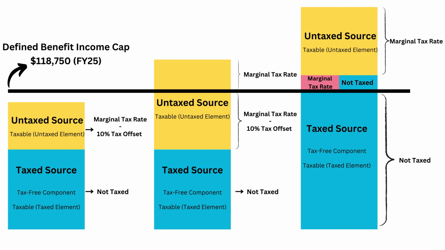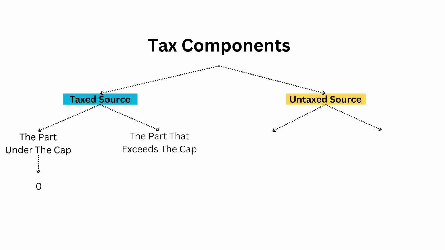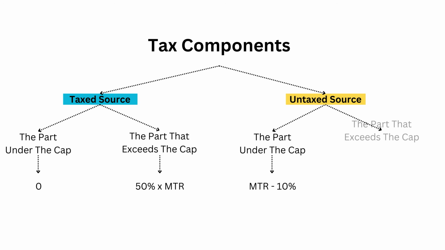If you are more of a flowchart type of person, here's a full breakdown. For the tax source, anything under the cap is tax-free. If it goes over the cap, 50% of the excess is taxed at your marginal tax rate. For the untaxed source, the part under the cap is taxed at your marginal tax rate with a 10% tax offset. The part that exceeds the cap is fully taxed at your marginal tax rate with no offset.